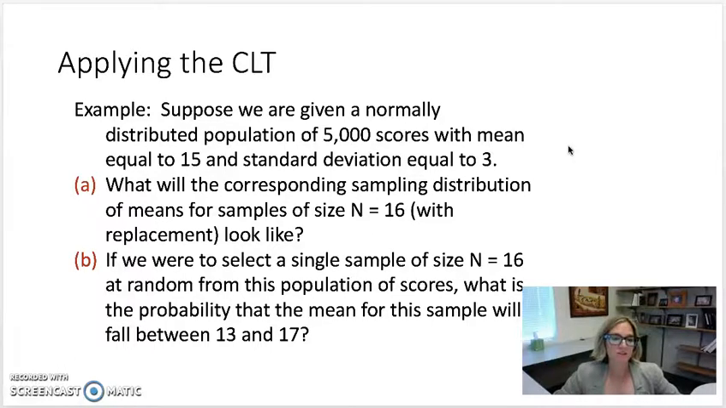And then we would like to know, if we were to select a single sample of size n equals 16 at random from this population of scores, what is the probability that the mean for the sample will fall between 13 and 17?